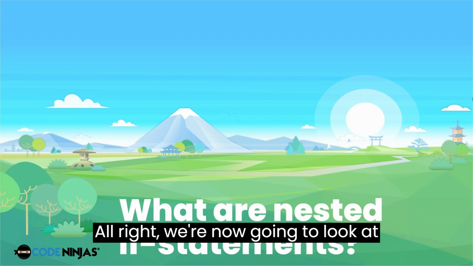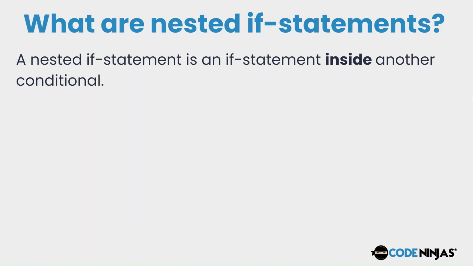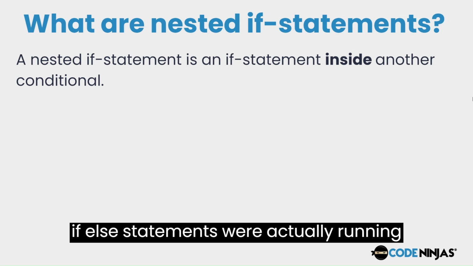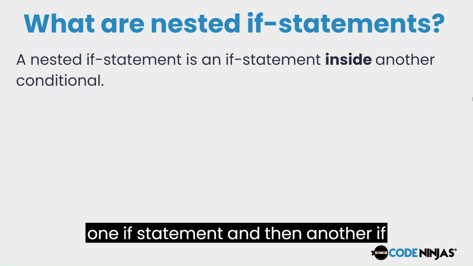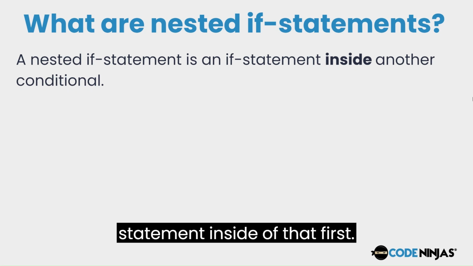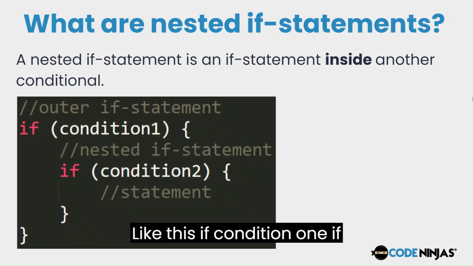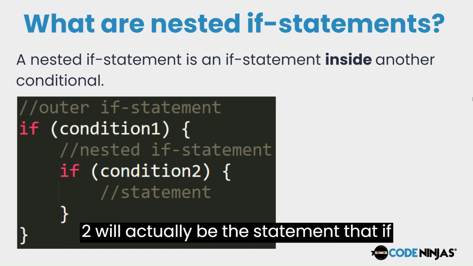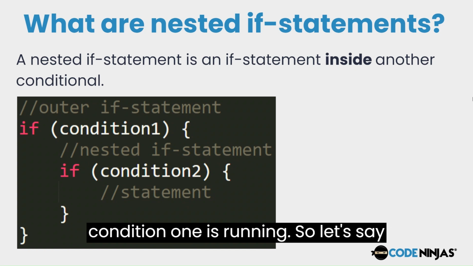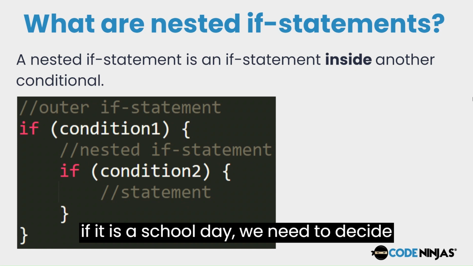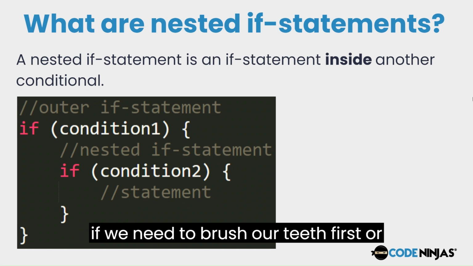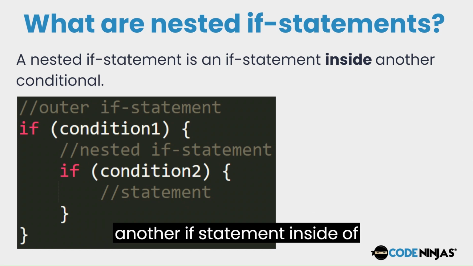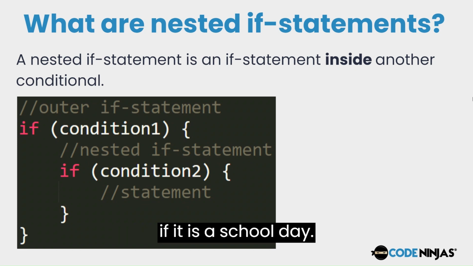All right, we're now going to look at some nested if statements. A nested if statement is an if statement inside another conditional. So instead of if-else statements, we're actually running one if statement and then another if statement inside of that first. Like this. If condition 1 runs correctly, our if condition 2 will be the statement that condition 1 runs. So let's say if it is a school day, we need to decide if we need to brush our teeth first or change our clothes. So we will have another if statement inside of if it is a school day.